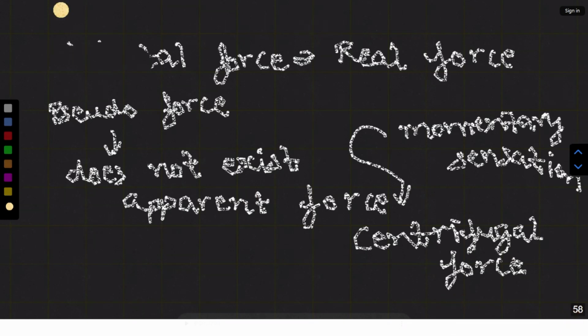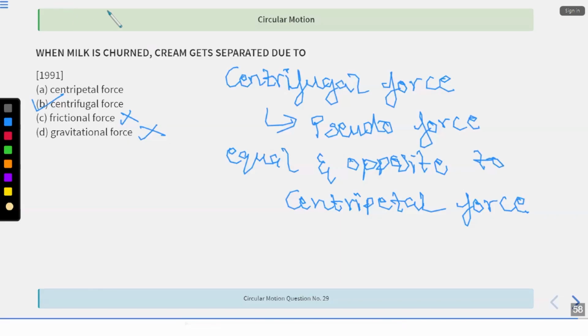Okay. So this is one of the things that we should focus on, because we tend to get confused between what is actually centrifugal force and what is centripetal force. This is one of the examples wherein they ask us, when the milk is churned, what actually gets the cream separated out. So basically, like I gave you the example of the passengers getting thrown out.